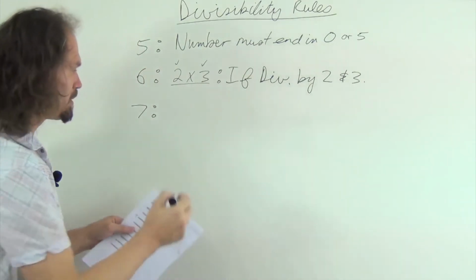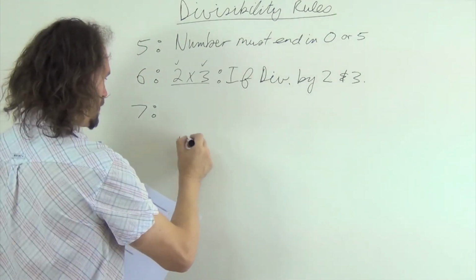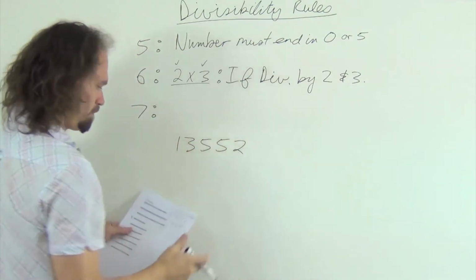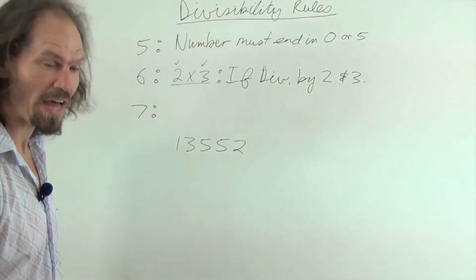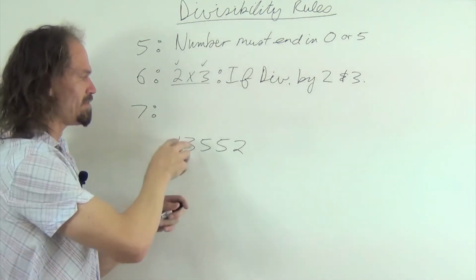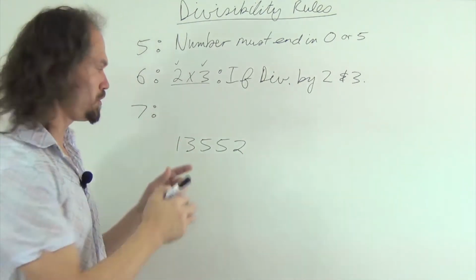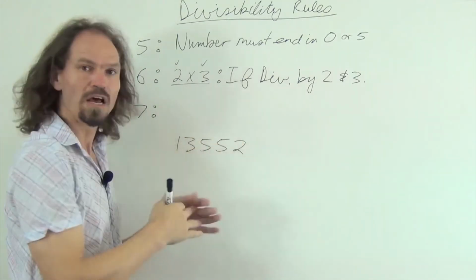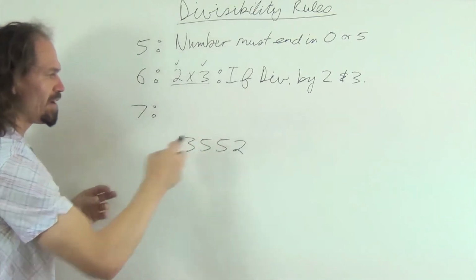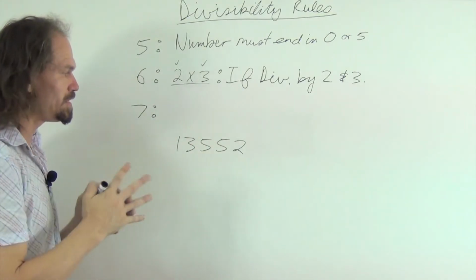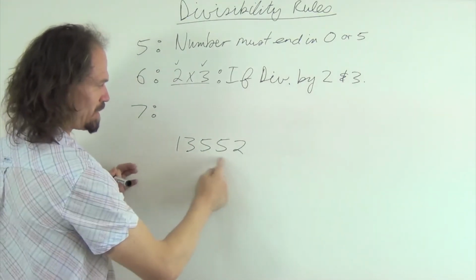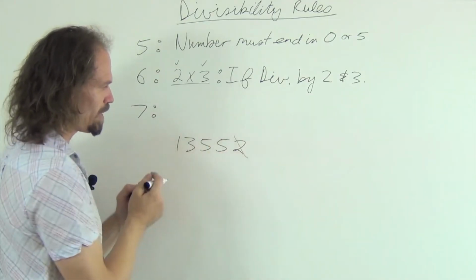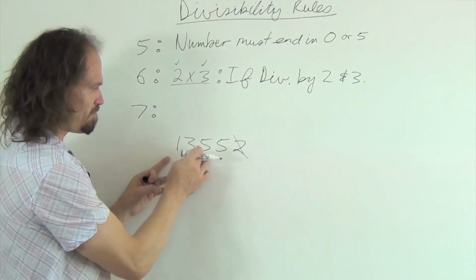So let's say I want to test the number 13552. I want to see if that number is divisible by 7. And I don't want to do long division. I don't want to go divide it in. I just want to quickly find out, does 7 divide into it? A quick and easy thing is, I take this number as it is, and I take the last number away. There we go. So my number is now 1355.